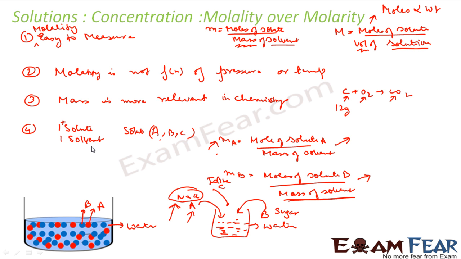Correct? So it's a big advantage actually. The advantage is that if you have more than one solute, the molality of solute A is independent of the molality of solute B. Correct? That's a big advantage. This is the advantage of molality over molarity.